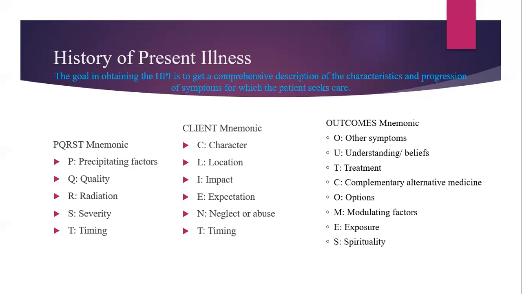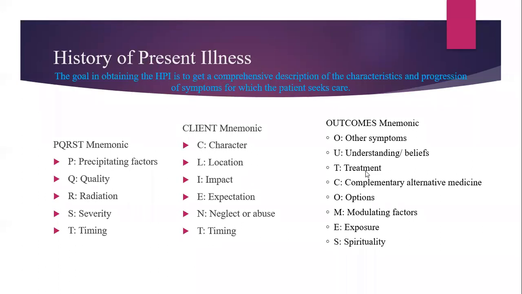And next here, we have an easy way to remember OUTCOME. So O for other symptoms, meaning other symptoms that occur with the presenting symptom. And U for understanding or belief, meaning the patient's understanding or belief about the possible reason or possible cause of the illness or condition.